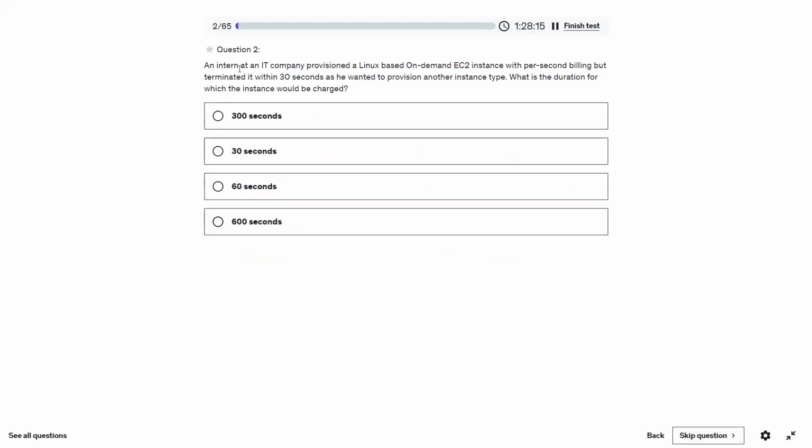Okay, so this is a repetitive question. An intern at an IT company provisioned a Linux-based operating system with per second billing, but terminated it within 30 seconds. So what is the duration of the charge? Basically, if you spin up an EC2 instance for 30 seconds, for how many seconds do you need to pay? Generally, we think it should be 30 seconds, but the minimum time we need to pay is 60 seconds. So the answer is 60 seconds.